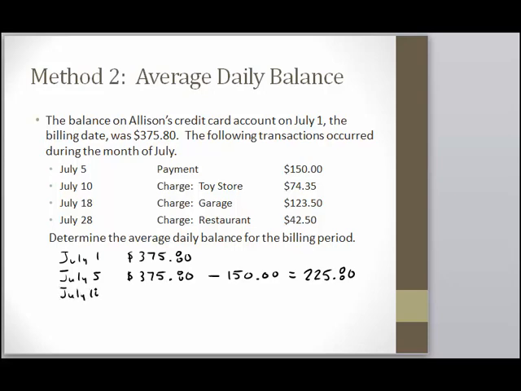On July 10th, she made a charge. So I'm going to take her current balance of $225.80, and I'm going to add the charge to the toy store, which brings her balance to $300.15.